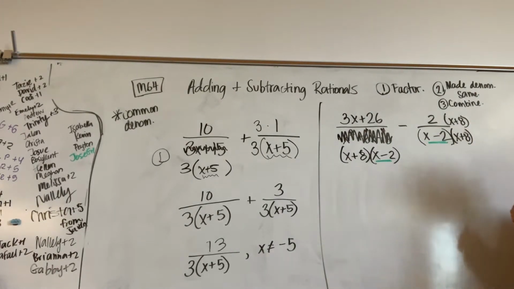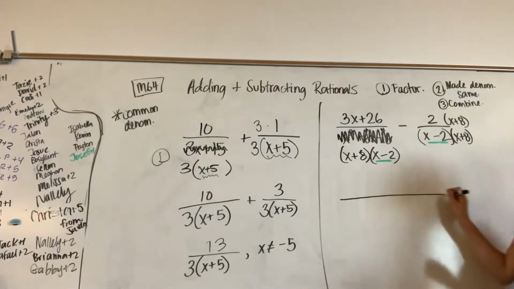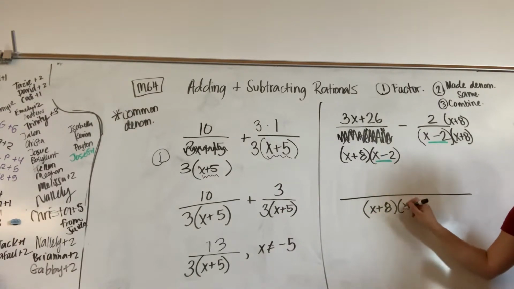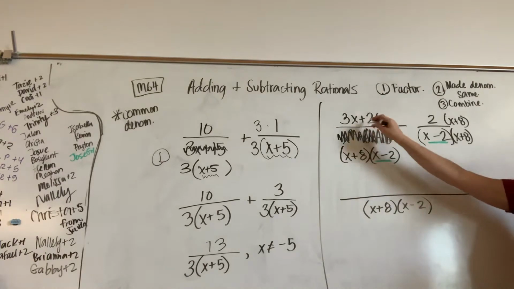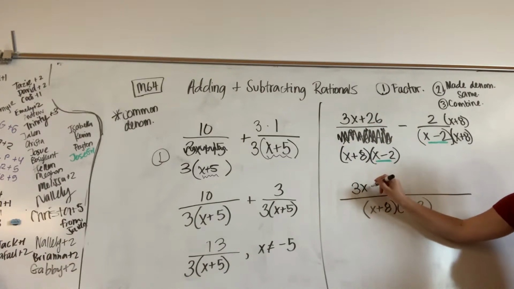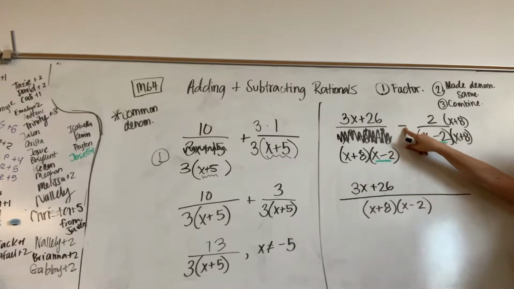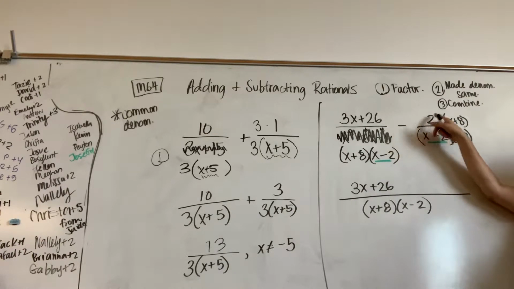Okay. So now my common denominator is x plus 8 times x minus 2, and the top, right? The top is still this. Do we distribute? 3x plus 26. Be careful, there's a minus here. This minus is applying to the whole thing here. So it's like multiplying negative 2 times these things.